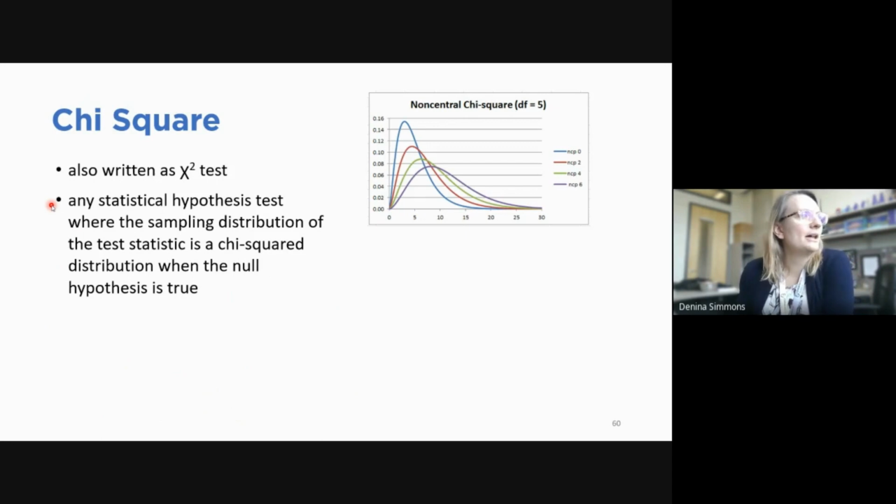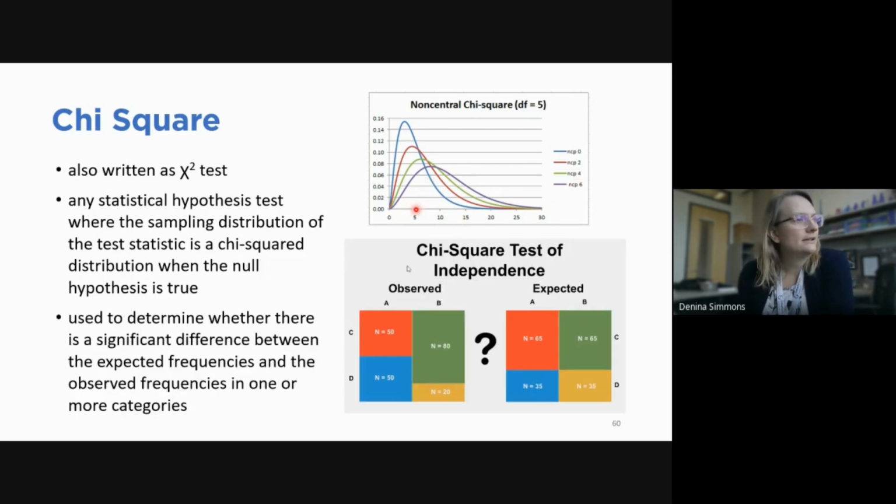The statistical hypothesis test, where the sampling distribution of the test statistic is a chi-square distribution when the null hypothesis is true. So if you have different degrees of freedom, by the way, your chi-square distribution is going to change, I think. And okay, the whole idea here is, can you tell the difference between these four groups? I mean, they're all chi-square distributions. Some of them are different.